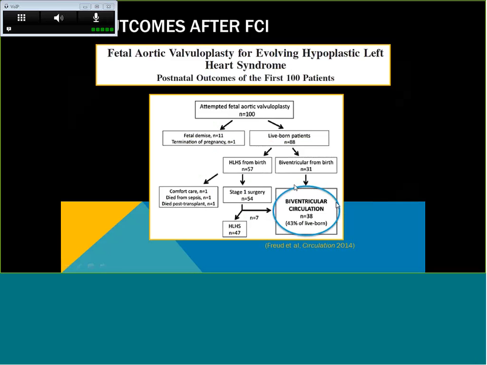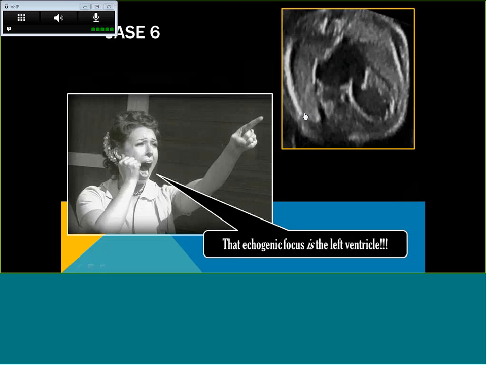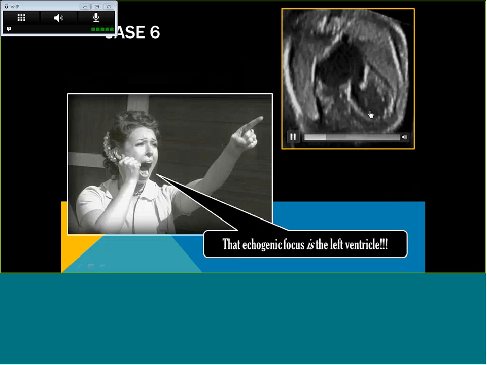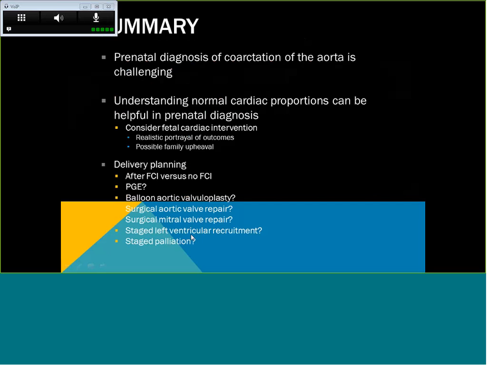Outcomes are a little bit iffy here. Of all these patients who underwent this procedure, of the first 100, 38 have a 2-ventricle circulation instead of single ventricle, but a lot of them needed additional procedures on the mitral valve, aortic valve, sometimes valve replacements. Some underwent stage palliation initially. So again, a possible fetal cardiac intervention, but it's very important that these families understand that there is still significant need for additional procedures, surgeries, and potentially even stage palliation.